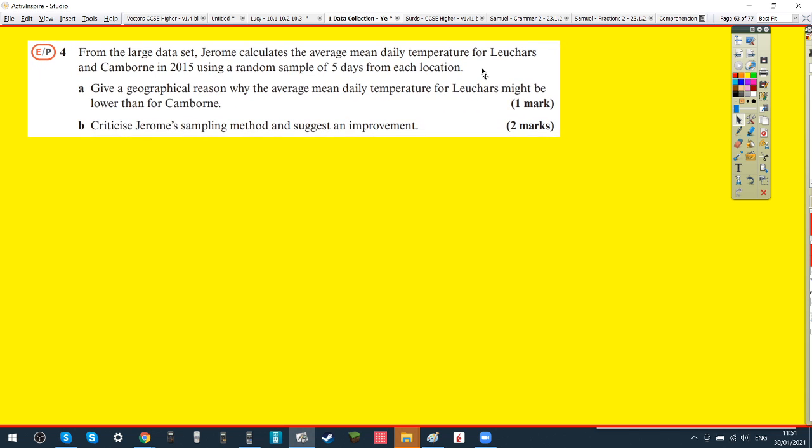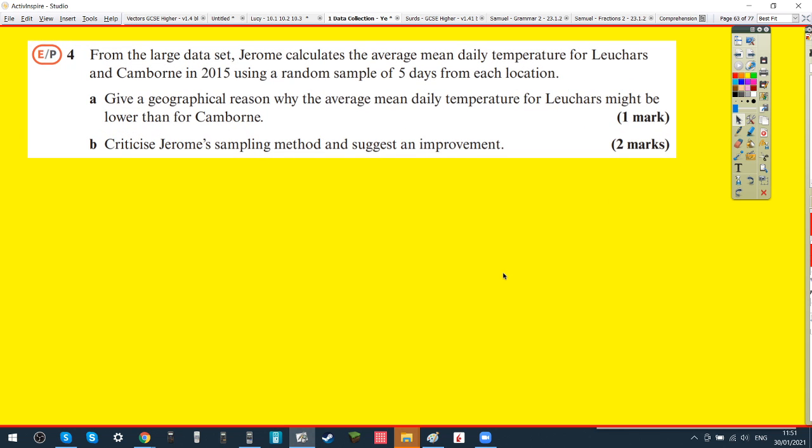Lucas and Camborne might be lower. So a geographical reason why the daily mean temperature in Lucas might be lower than Camborne.